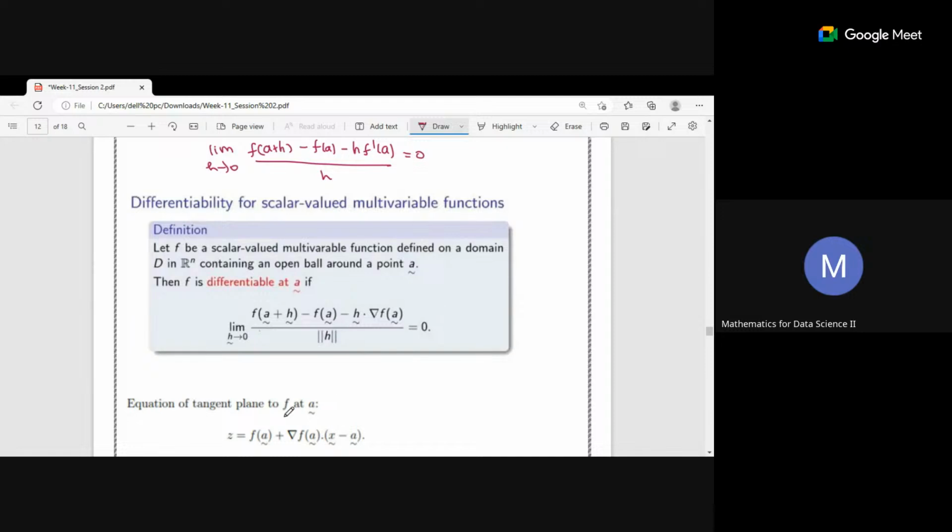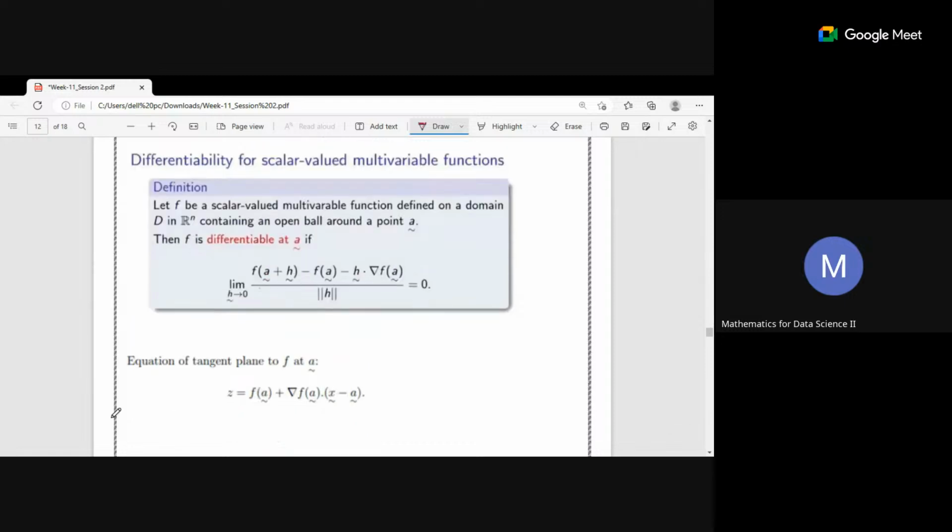Okay. And remember, what is the equation of a tangent plane? The equation of the tangent plane of f at a is z = f(a) + ∇f(a)·(x - a). And this is nothing but also the linear approximation of f at a. So it is also given by f(a) + ∇f(a)·(x - a), the same. So this is the linear approximation.